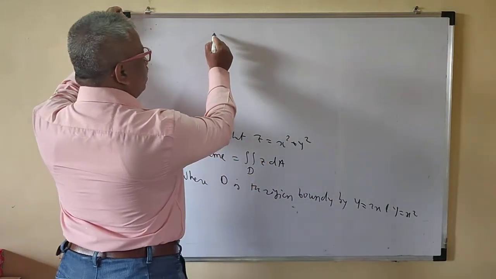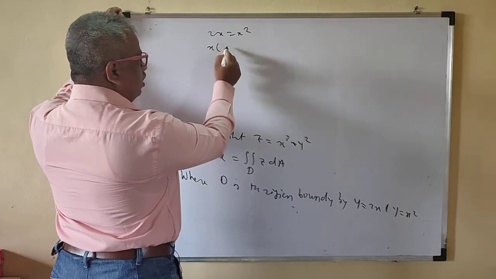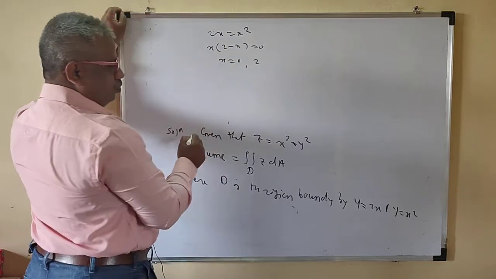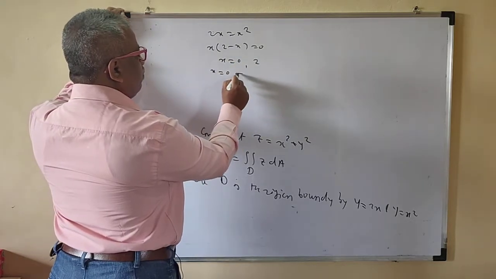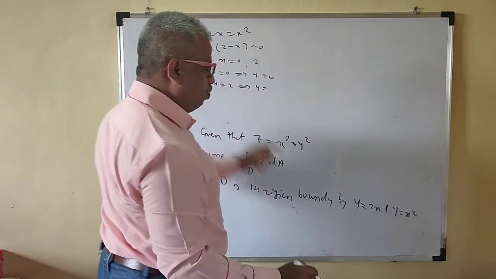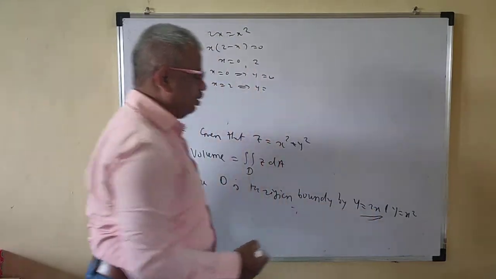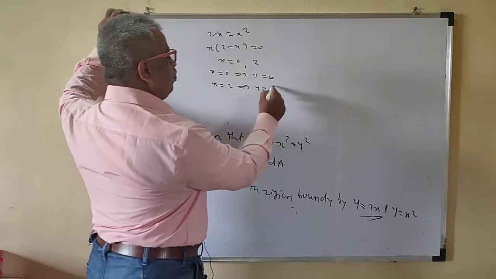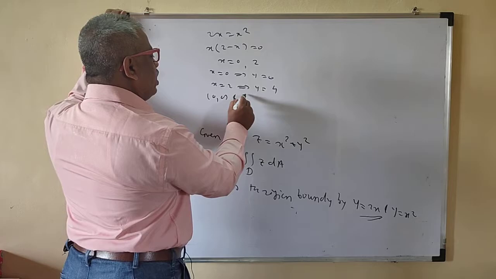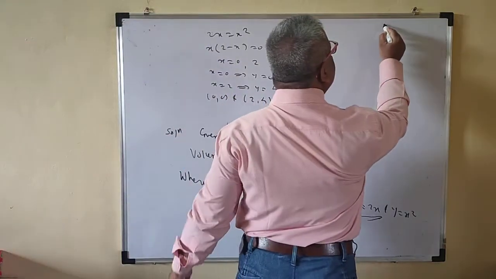Twice x is equal to x square. I take x common and shift: x times 2 minus x is equal to 0. That means x is equal to 0 or 2. When x is equal to 0, y is also 0. When x is equal to 2, y is equal to twice x, so y is 4. Therefore the points of intersection are (0, 0) and (2, 4). That means the line intersects the parabola at these points. Now we draw the figure.